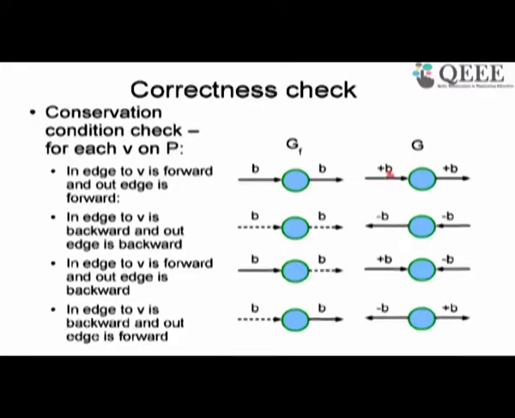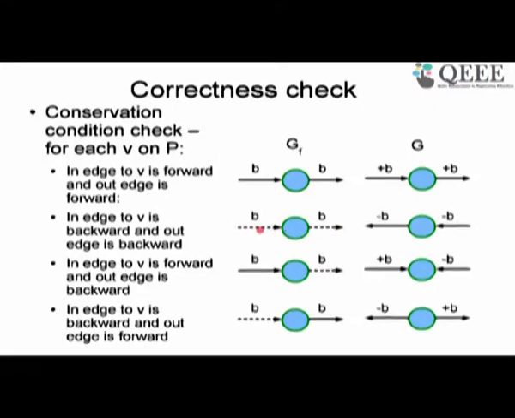So additional B is coming in, additional B is going out. So the flow conservation condition is satisfied. The second possible case is that the path passes through the vertex in such a way that the incoming edge is a backward edge, which is an undo edge, and the outgoing edge is also a backward edge. Both of them are backward edges.